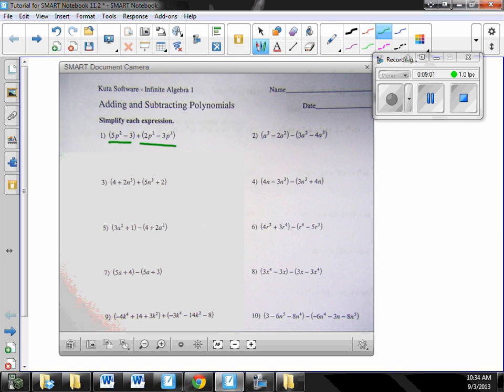Do I have any like terms between those 2 binomials? The p squareds. Those are the only like terms. And when we add polynomials, we always write them in standard form, which means we start with the biggest exponent, and we work our way down to the smallest exponent. So the biggest exponent in this case is the negative 3p to the third. Does it have any like terms? Are these like terms? No, they don't have the same variables. So we're going to write negative 3p to the third.